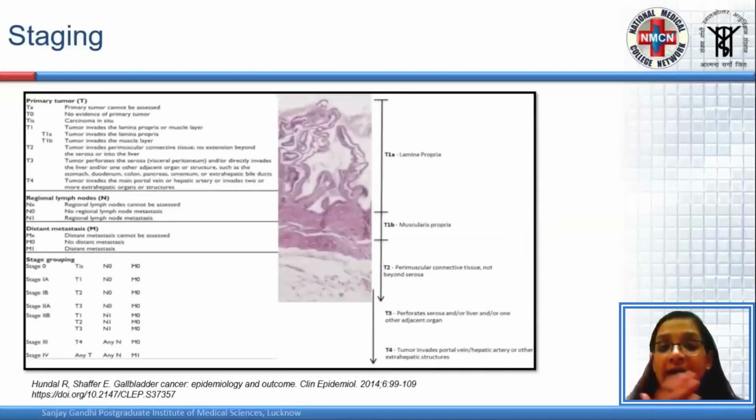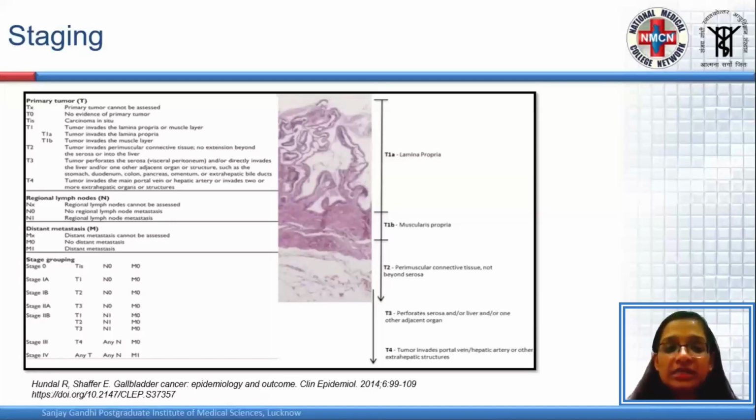Coming to the staging, as we discussed before, the layers of the gallbladder help us in the staging of gallbladder carcinoma. There is TX, where the primary tumor cannot be assessed, T0, no evidence of primary tumor, Tis, carcinoma in situ, and T1, which is further subdivided into T1a and T1b. T1a is a tumor that invades the lamina propria, which was the inner layer, and T1b if it invades the muscle layer. T2 if it invades perimuscular connective tissue, but there is no extension beyond the serosa or into the liver.